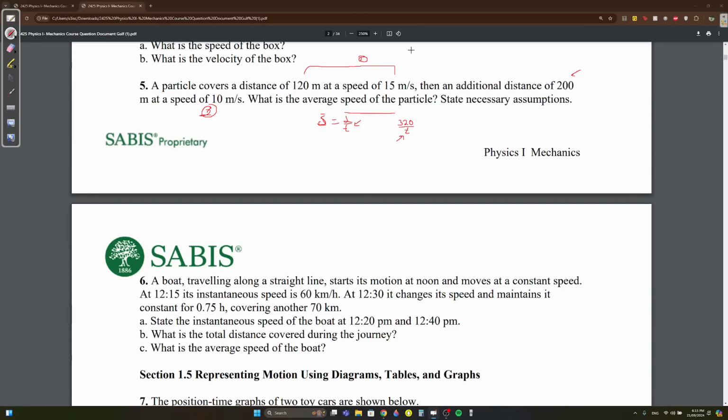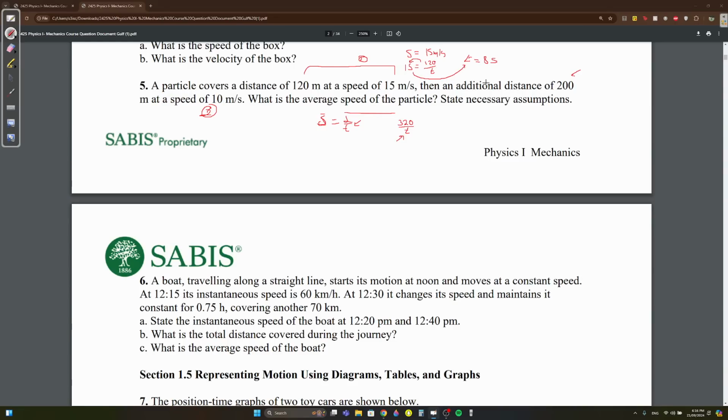Here we have the speed is 15 meters per second. We know that the speed is equal to the distance, 120, divided by the time. So I can easily find the time, and it's going to be 8 seconds. Here, 120 divided by 15. That's how I got 8 seconds.